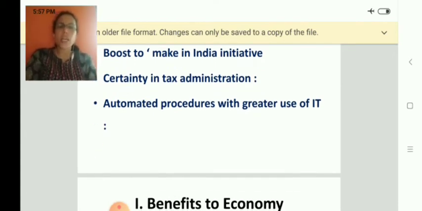The next one is automated procedures with greater use of IT. Information infrastructure facilities, information technology are the foundation for introduction of GST into the country, because it may be filing of returns, it may be payment of tax or it may be registration. Everything will be done through IT. Therefore, automated procedures of IT will smoothen as well as fasten the tax procedures.